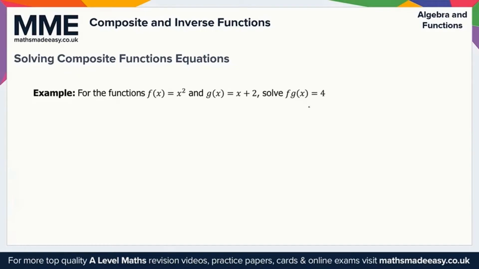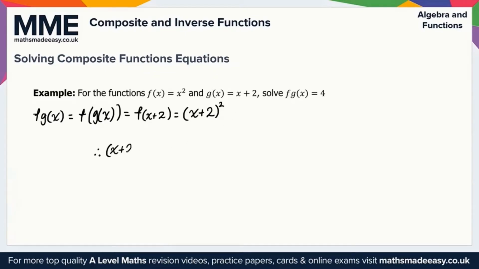So here, what would we do? Well, the first thing we want to do is find our composite function, fg of x. So g of x we calculate first, and that goes into f. In that case, we can write this as fg of x, which is equal to f of g of x, which we can write as f of x plus 2. But f of x is just x squared, so we obtain x plus 2 all squared.